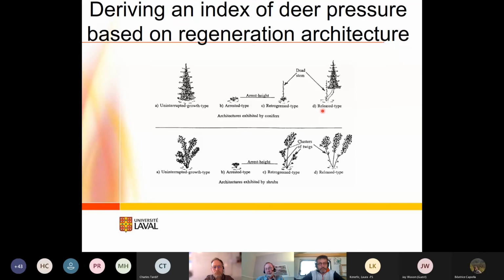And the last type here is the release type. So it is that kind of seedling that was later released and that was able to resume growth. So you can use that type of architecture study with any species. So we did that not only with cedar, but with the other species that were present and that sometimes were better able to show that kind of architecture.